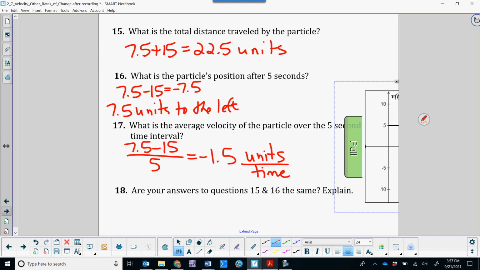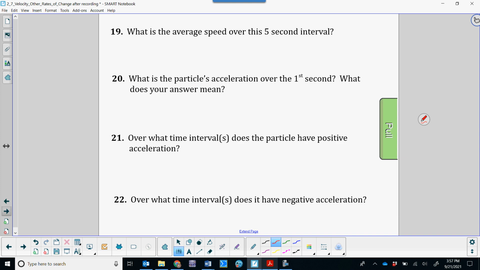19 says, what is the average speed? Well, speed is distance divided by time. So the difference is that the average velocity is the displacement over time, and the average speed is the distance over time. That's an important distinction. This is distance over time, and distance was 22.5. That's the total distance our little particle went, divided by the time of 5 seconds, which is 4.5.